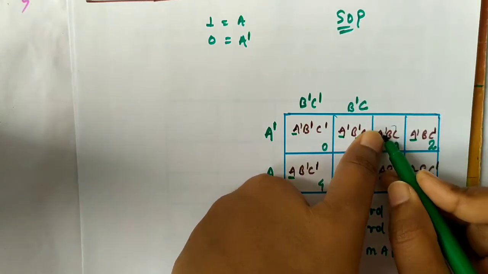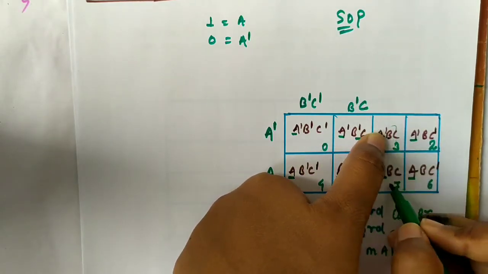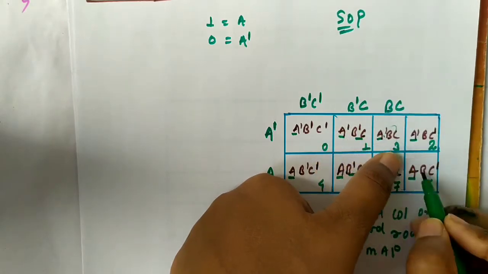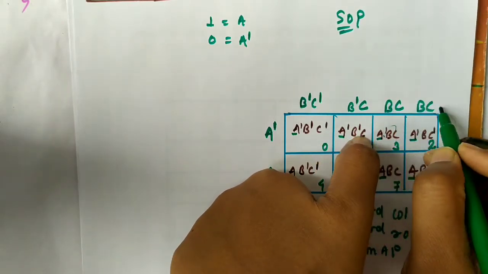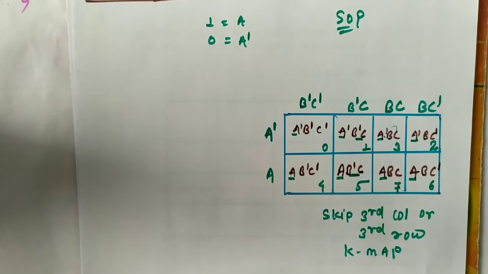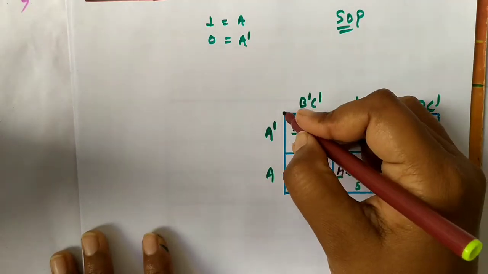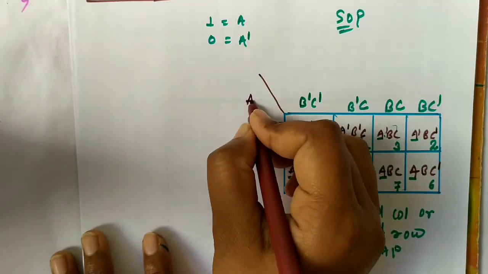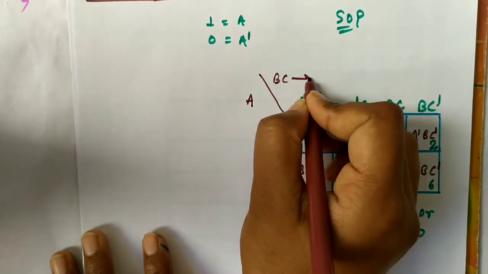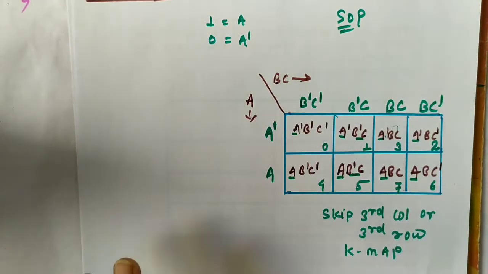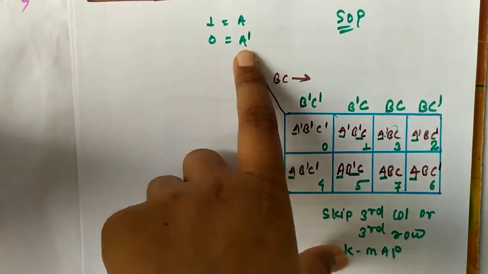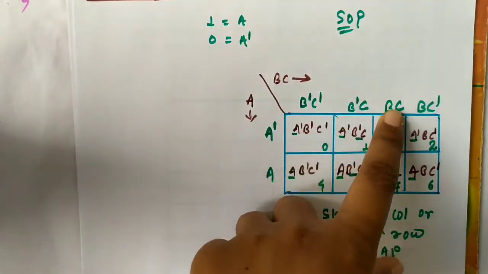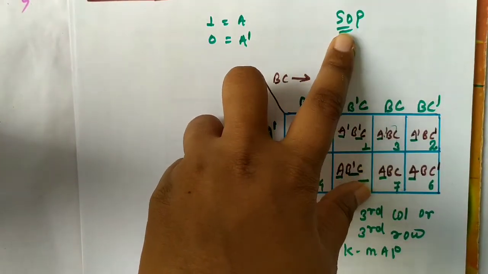Next one is A dash, A. Here BC. Here is BC. Next one is again BC dash. These are the common value. So in this one, in that one only A. For that one use BC. There is a 1, 2 or 3. This is the 3 variable K map for SOP.